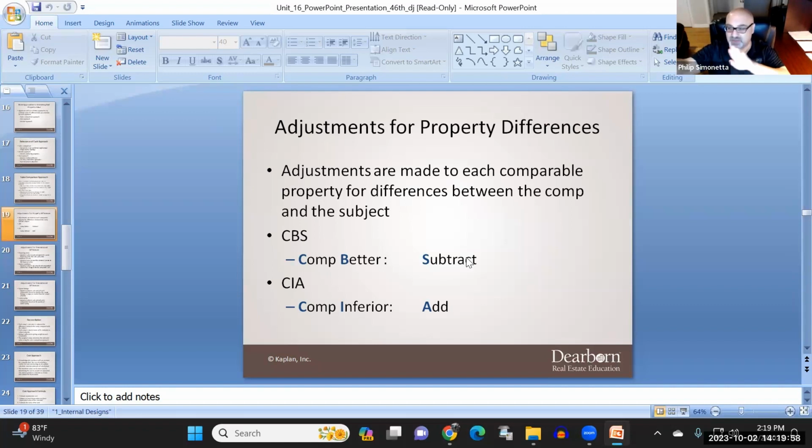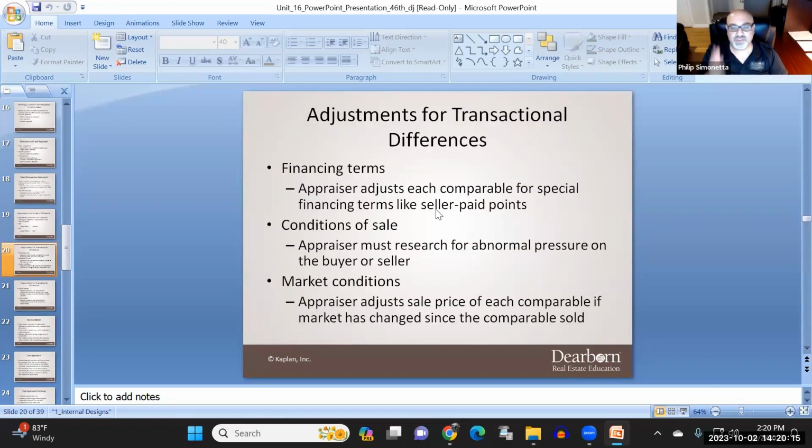Right? The subject you don't change. The comp changes to match the subject. So you subtract the price of a bedroom, subtract the price of a bathroom, add the price of a pool, right? That's that concept right there. Okay. Got it. So adjustments for these transactional differences.